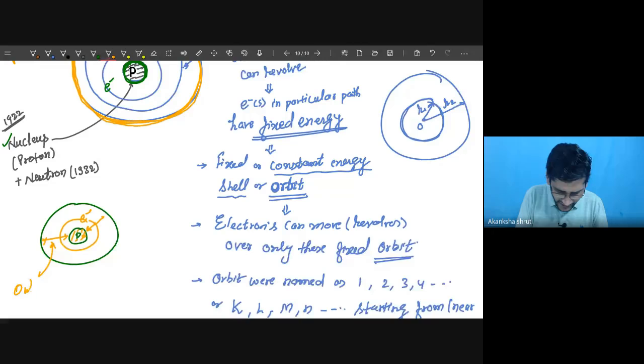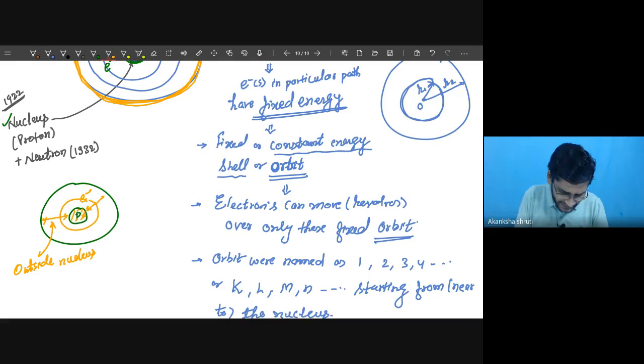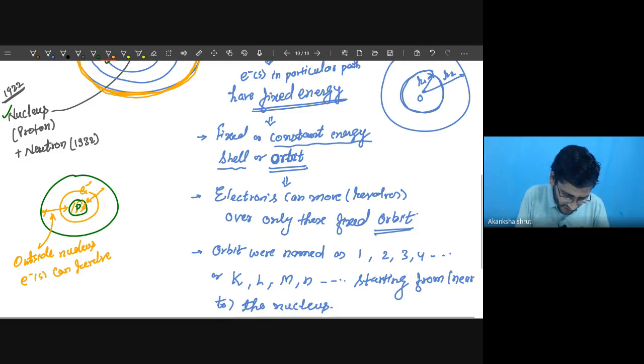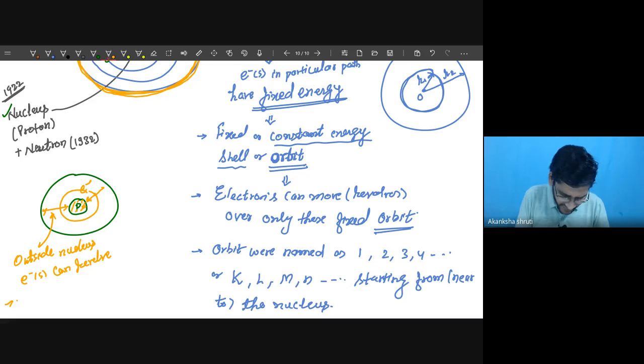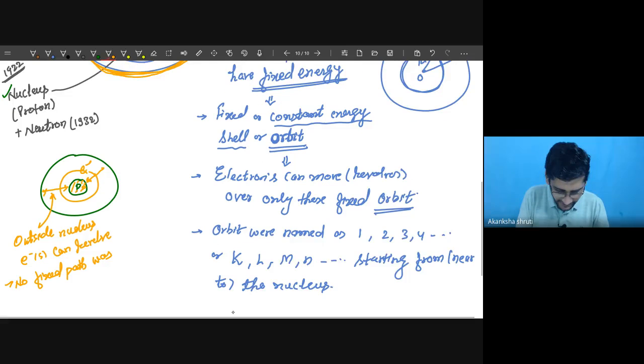So outside the nucleus, electrons are free to revolve. In this entire space, electrons can revolve. No fixed path was given by Rutherford.